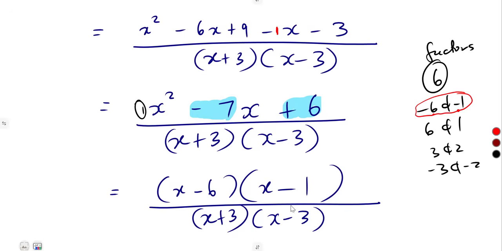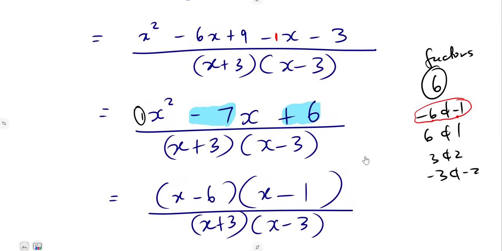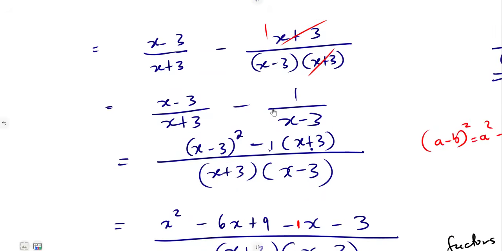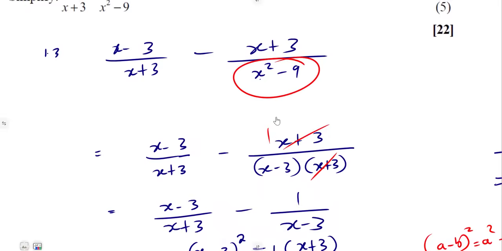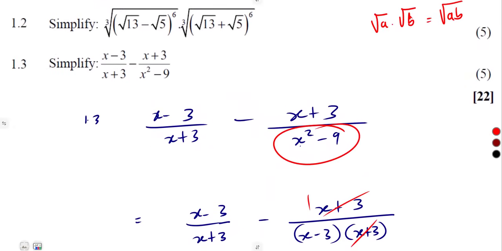Unfortunately, we cannot cancel anything. We do not have brackets that are the same. The brackets here are different, so we cannot cancel when it is like this. We just have to leave it as it is. This will be our final answer. So this is how we can simplify. It was 5 marks. So that's question 1, everything 22 marks.